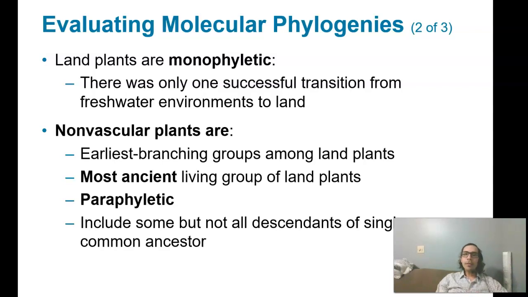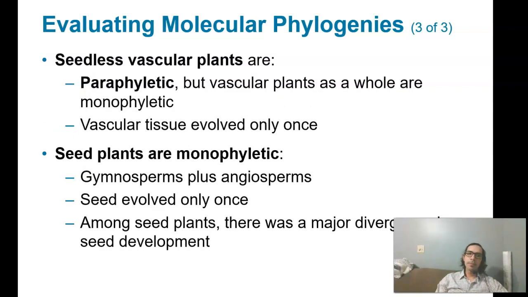Then when you look at non-vascular plants, which are the earliest, more ancestral group of land plants, these are paraphyletic because, again, they include some but not all the descendants of a common ancestor. Then the seedless vascular plants are also paraphyletic. But when you look at vascular plants as a whole, they're monophyletic, which shows that the vascular tissue evolved only once.